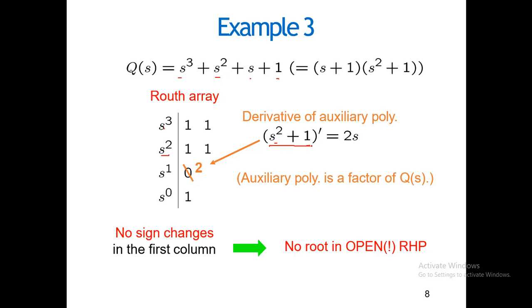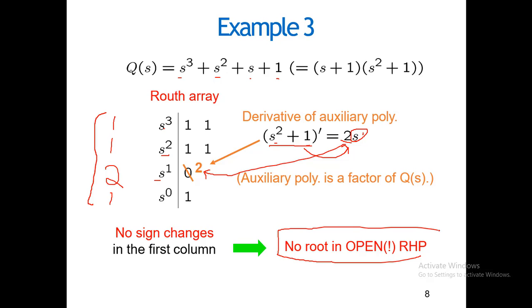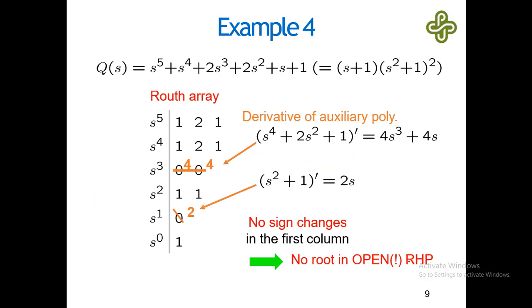If you take this derivative, you get 2s, so you can use this 2 over here, because you know that this is actually 1 s power 1. So you have to place this 2 over here and solve this thing. You can see that the first column of the array table turns out to be 1 1 2 1, and there is no change of sign. It means there are no roots in the right half plane, so the system is said to be stable.